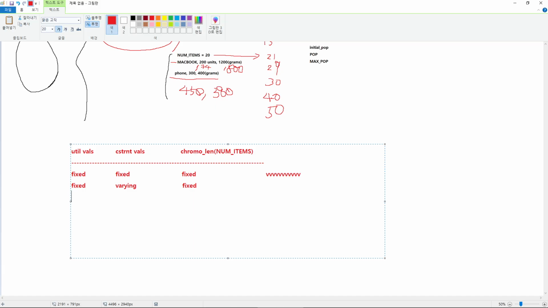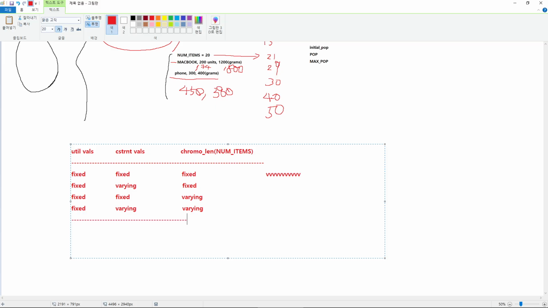So TLDR, there are 8 possibilities after choosing to do all of this with preset values. If the utility values are fixed, we can have the constraint values fixed as well, but the chromo length varying. And the utility values can be fixed, and the constraint values varying, and the chromo length could be varying as well. So that's 4 of them.